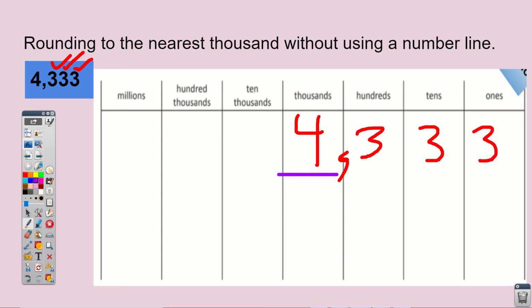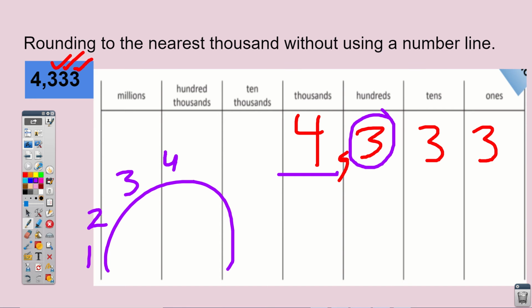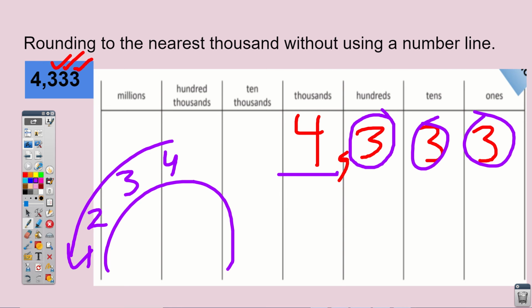The digit in the thousands place is the digit we would like to round. So we're going to put a line underneath that digit, which is a 4. Next, we're going to circle the digit next door, which is 3 in the hundreds place. 3 on our rounding roller coaster is one of those digits that are being rounded down. So the other digits become a 0 as well, making our new number 4,000.